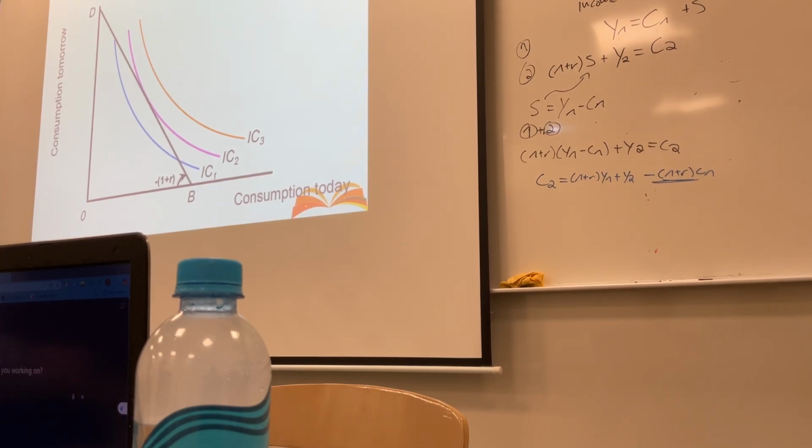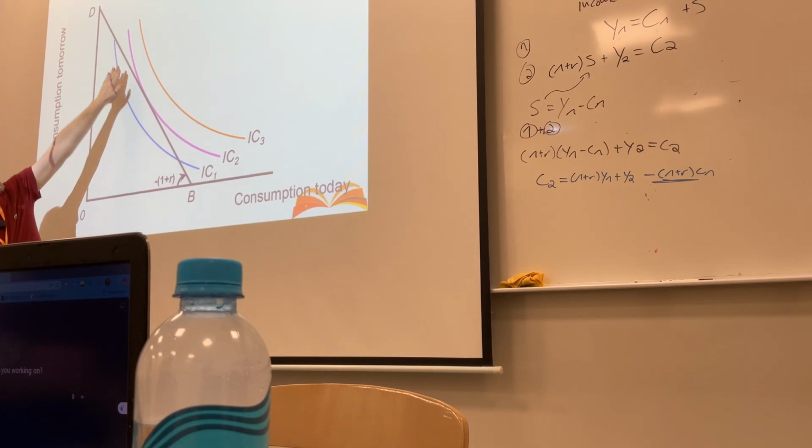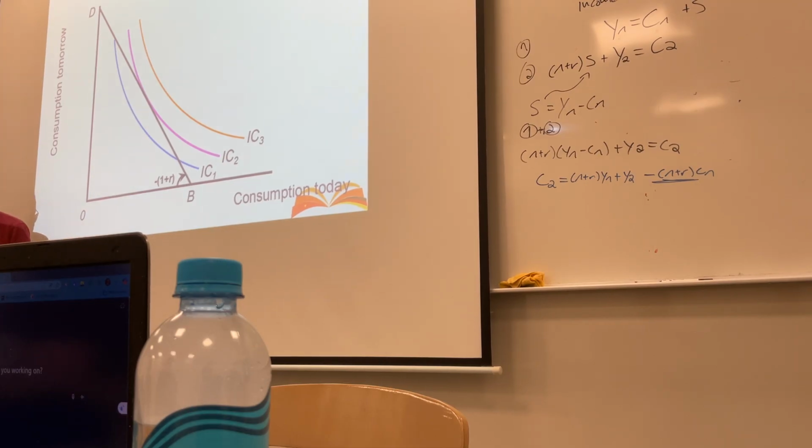There's also something special about the relationship between these two curves. Anyone know? You mean IC1 and IC2? No, IC2 and the budget line. So this point here, tangent? Yeah, a tangent. The answer for a question, if you don't know, is first derivative. Take the derivative. The derivative of the budget line is equal to the derivative of the indifference curve. The point of tangency.